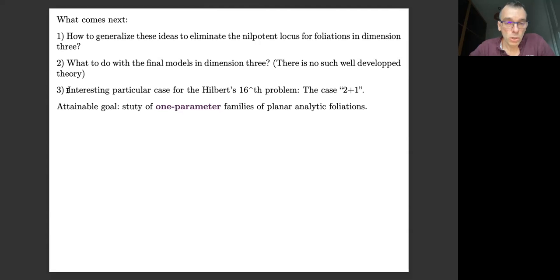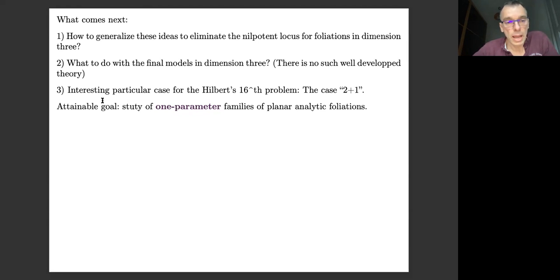And then finally, I'd like to explain to you a particular case of this three-dimensional problem where you just study the 2+1 problem. So what is the 2+1 problem? It is the case where you have a foliation of dimension 3, but in fact, it's given by a family of planar analytic foliations, so foliations in surfaces, let's say in domains of R2, which depend analytically on one parameter. Okay, so this is what I call the 2+1 case.